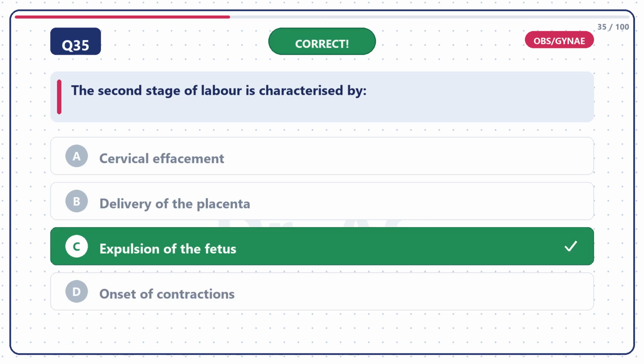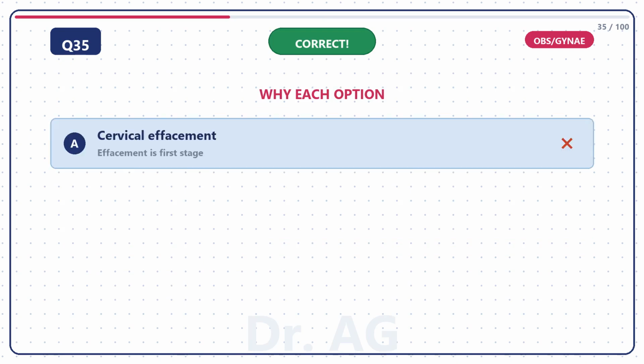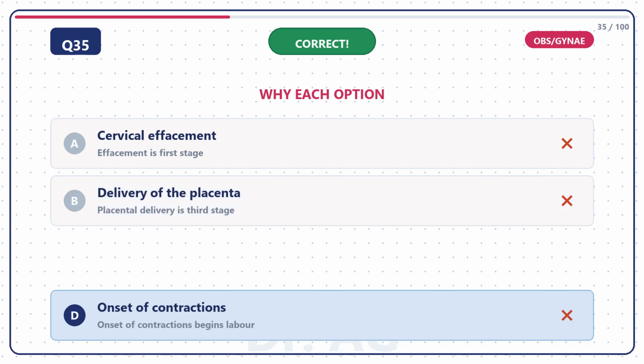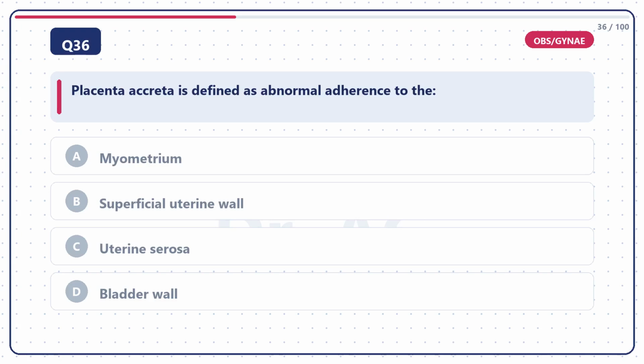Expulsion of the fetus. Let's go through the options. Effacement is first stage. Placental delivery is third stage. Onset of contractions begins labor. And the correct answer is expulsion of the fetus. The second stage is expulsion of the fetus. So, the right answer is option C. Expulsion of the fetus.